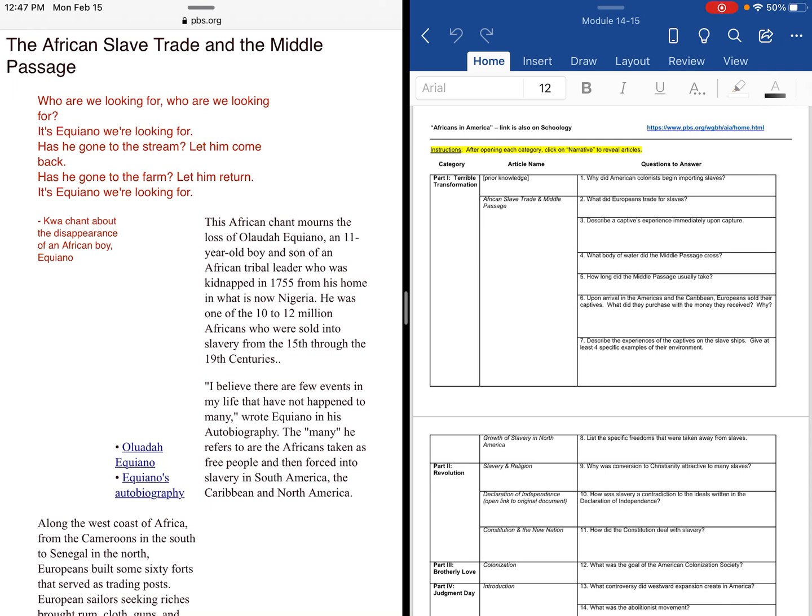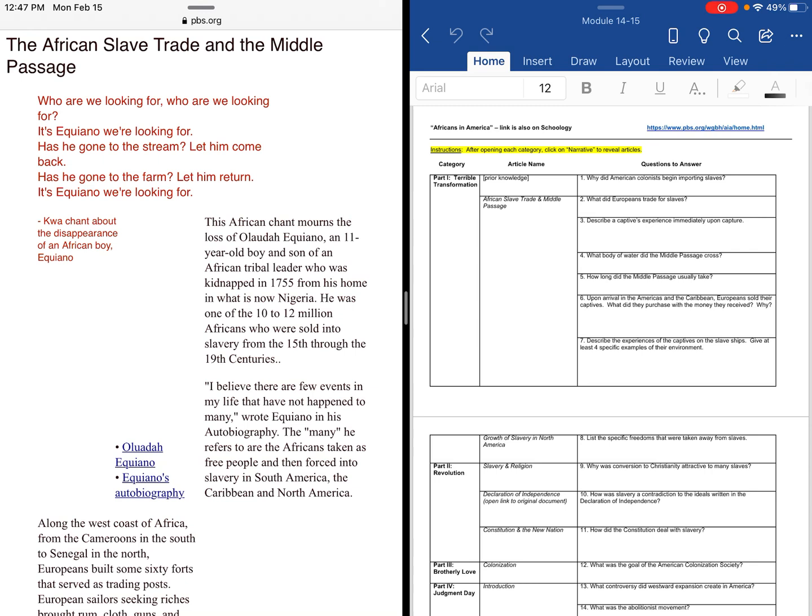Number 4, what body of water did the Middle Passage cross? Number 5, how long did the Middle Passage usually take? Number 6, upon arrival in the Americas and the Caribbean, Europeans sold their captives. What did they purchase with the money they received, and why? Number 7, describe the experiences of the captives in the slave ships. Give at least 4 specific examples of their environment.